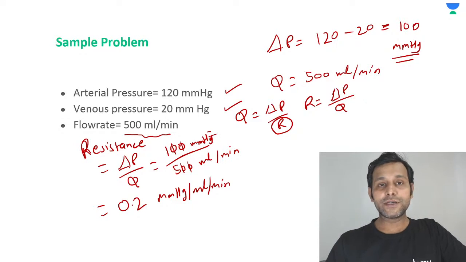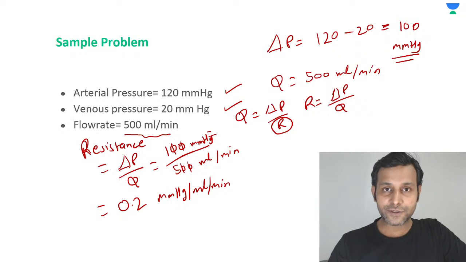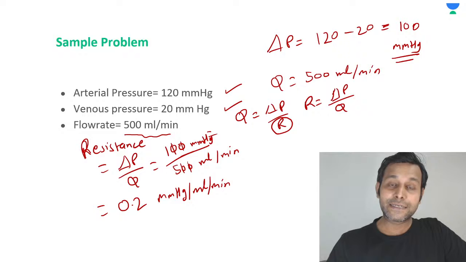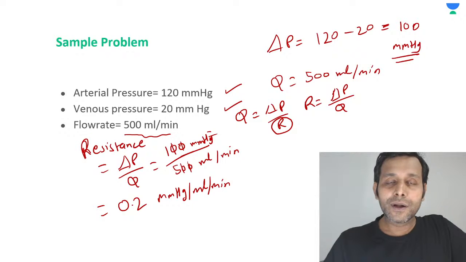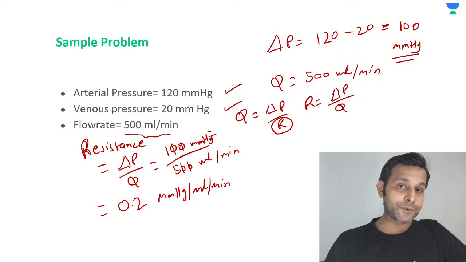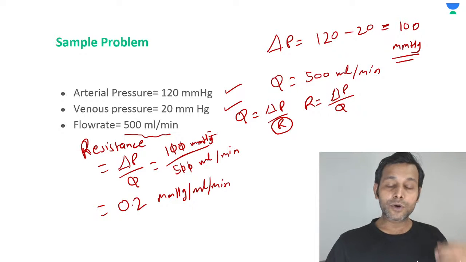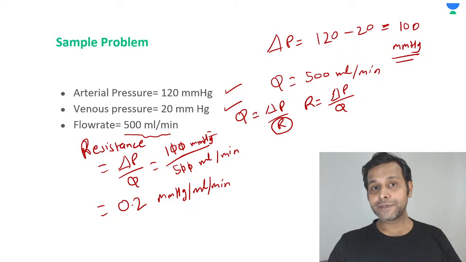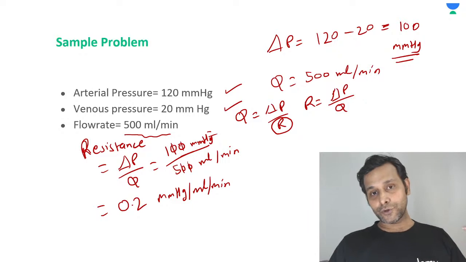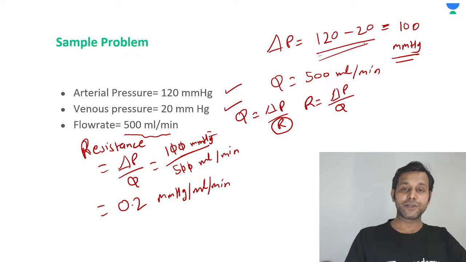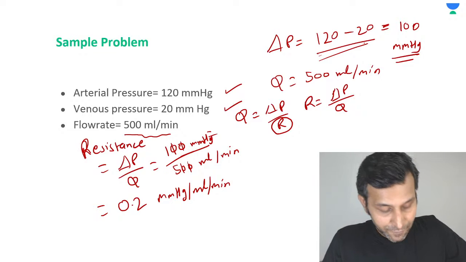The flow is directly proportional to the pressure difference and inversely proportional to the resistance. More the resistance, lesser is the flow rate. Lesser the resistance, more is the flow rate. More is the pressure gradient, more is the flow rate. Lesser the pressure gradient, lesser is the flow rate.